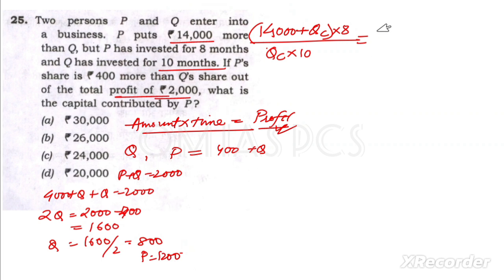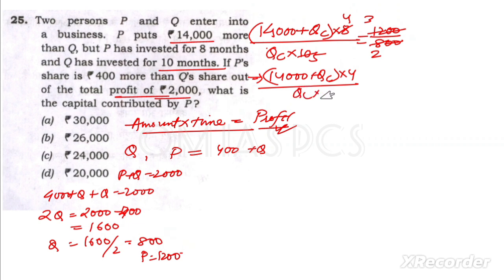P to Q is equal to 1200 by 800. The 0 will be cancelled out, and dividing 2 by 4, it will be 3 by 2. Here we can cancel 8 and 10, so it is 4 and 5. Why are we reducing this? To minimize the calculation. So we have 14,000 plus QC, multiplied by 4, divided by QC multiplied by 5, that is equal to 3 by 2.